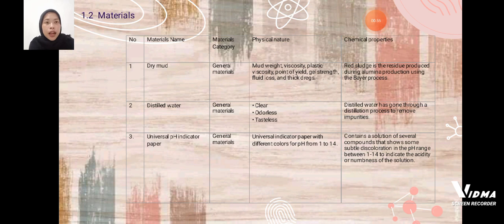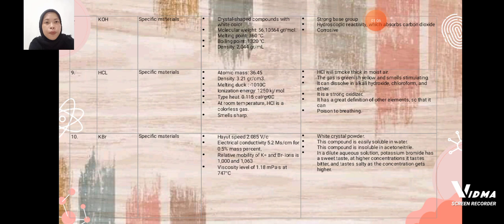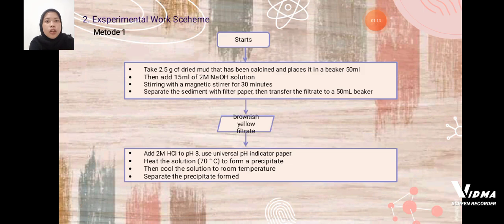The next materials, category general materials: red mud, distilled water, universal pH indicator paper, tap water, tissue, filter paper, washing soap, KOH, HCl, KBr, and specific materials. Next, experimental work scheme.